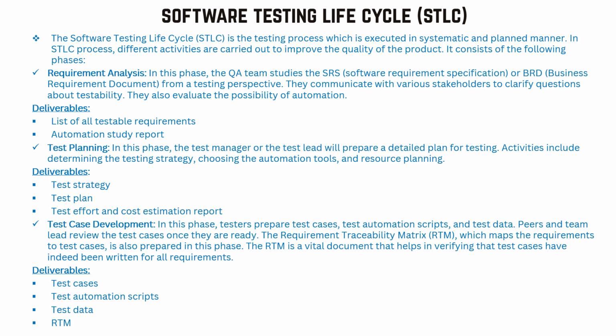In this phase, the test manager or the test lead will primarily prepare a detailed plan for testing. Activities include determining the testing strategy, choosing the automation tool, and resource planning. So the key deliverables from this phase are the test strategy, then the test plan, and the test effort and cost estimation report.